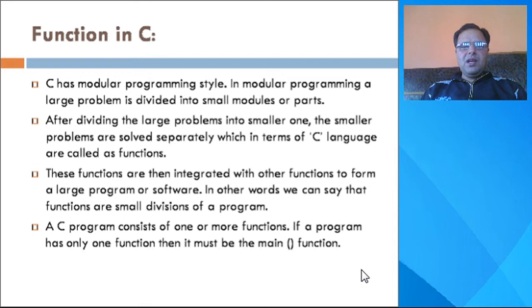So a C program consists of one or more functions. If a program has only one function, then it must be the main function. So our C program should have at least one function. If our program has one function, then that function is the main function.